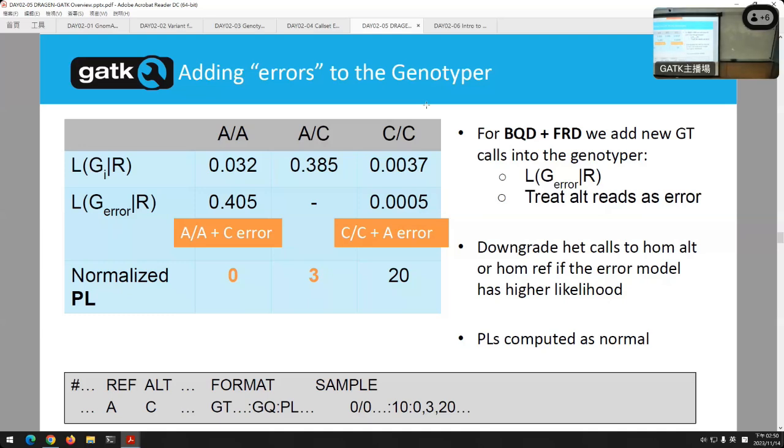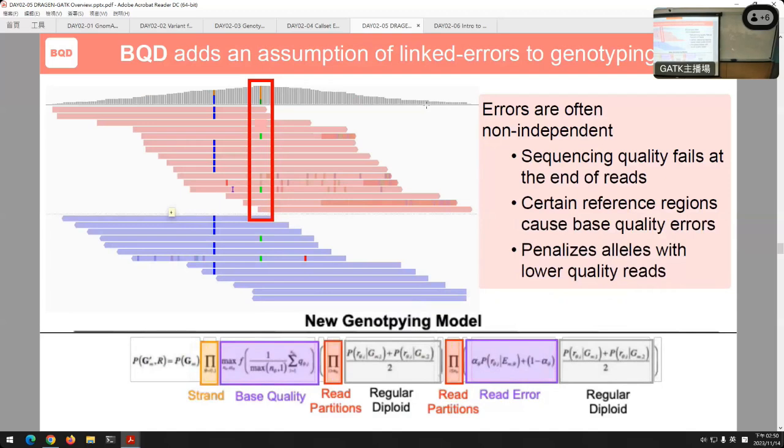It was enough to offer another boost, not as dramatic as the SDR error, but it added another boost to our accuracy. Now, what is BQD doing, right? Really, what BQD is doing is saying, look, let's take a look at the calls here.